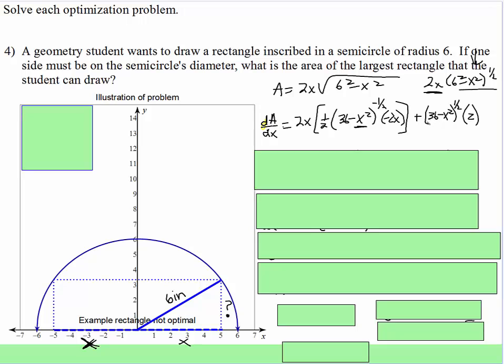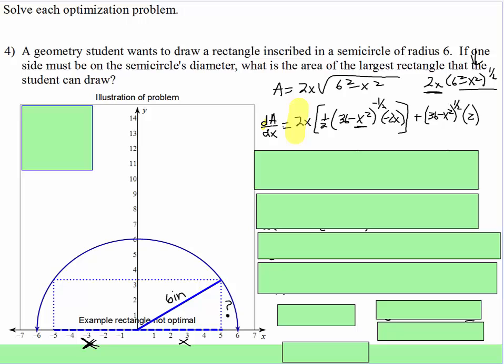So 6 squared is 36. 36 subtract x squared, all of that to the 1/2. The derivative of 2x is 2. And now the next step, all I'm going to do is simplify, and in the next step I'm probably going to pull out what they have in common. So when I do that, they both share it.